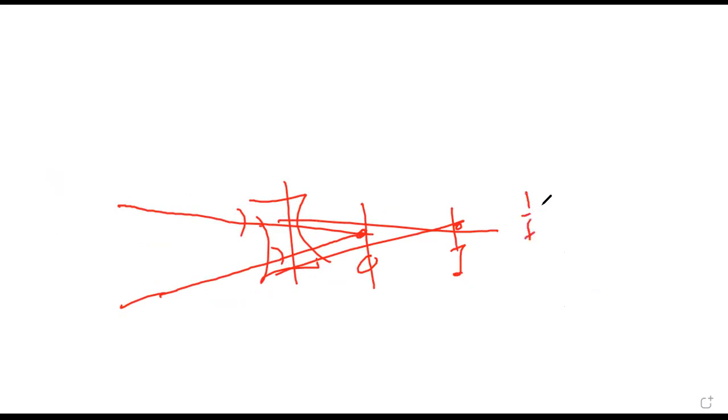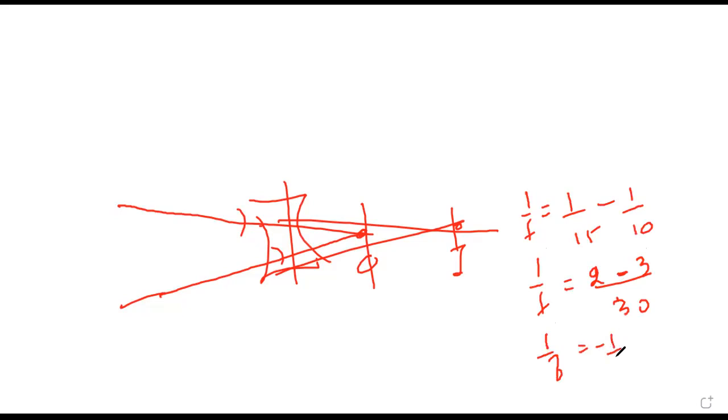So 1 upon f, 1 upon 15, image is 1 upon 10. So LCM of 15 and 10, I'm taking 30. So this will be 2 minus 3. So 1 upon f is minus 1 upon 30. f equal to minus 30. Minus indicates it is concave.